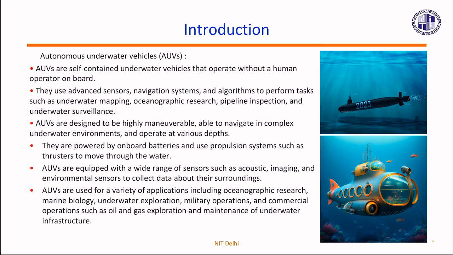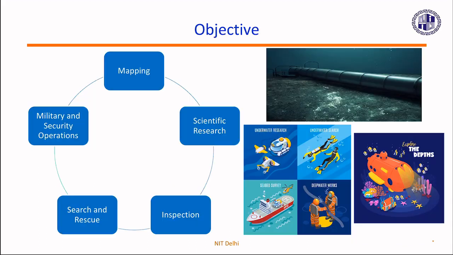They are typically designed to be small and agile, allowing them to maneuver in challenging underwater environments. AUVs are powered by batteries and use thrusters for propulsion. They communicate with their operator through acoustic signals or satellite communications. AUVs are designed to operate at various depths, from shallow coastal water to deep ocean trenches. Nowadays, AUVs are increasingly used for scientific research and exploration of the underwater world, as well as for commercial and military applications.